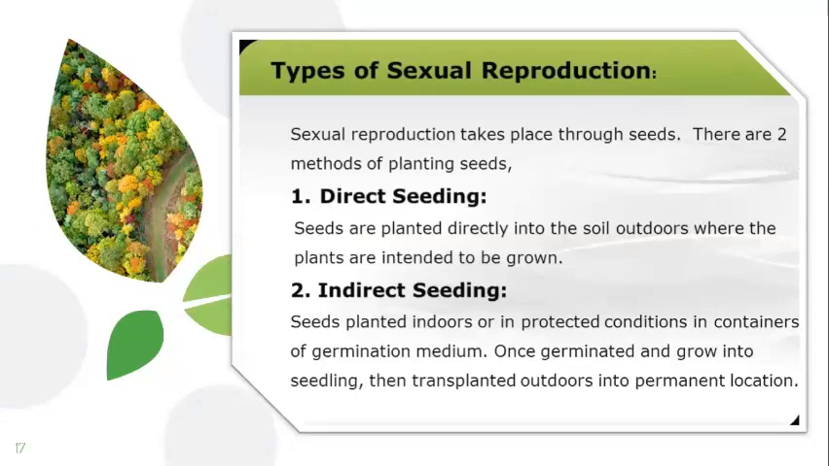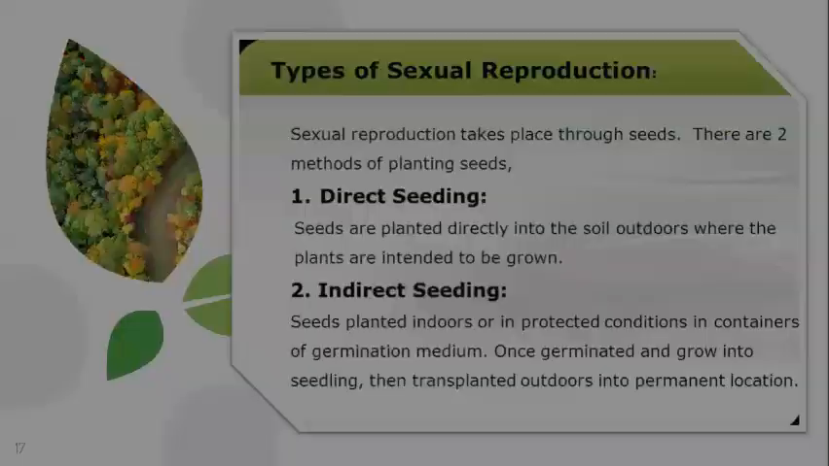Two, indirect seeding or indirect planting. Seeds are planted indoors or in a protected condition in containers of germination medium. Once germinated and grown into seedlings, they are then transplanted outside into a permanent location. How do plants get transplanted?